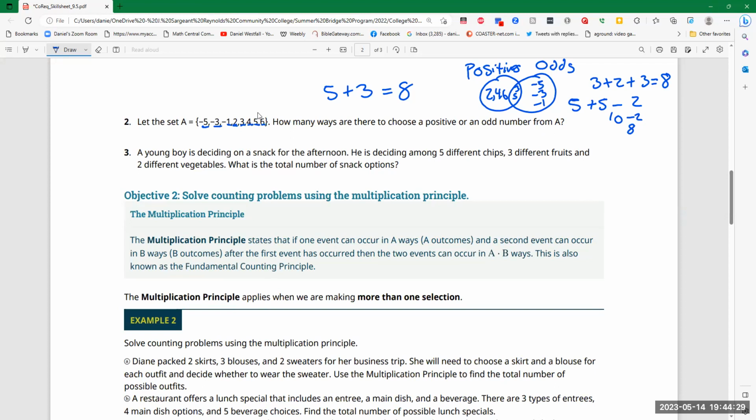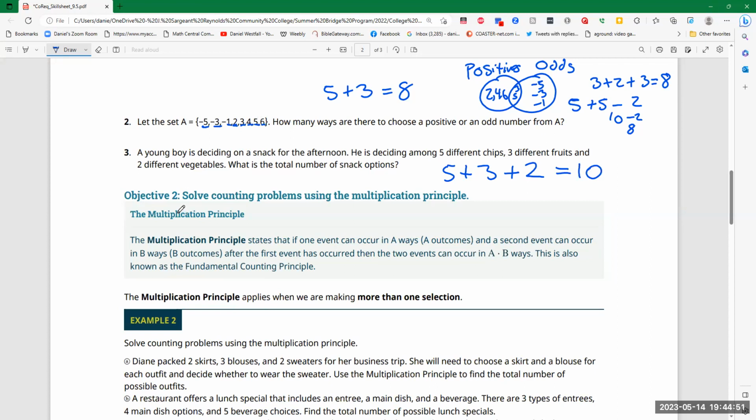Okay, a young boy is deciding on a snack for the afternoon. He is deciding among 5 different types of chips, 3 different kinds of fruit, and 2 different vegetables. What are the number of snack options, assuming that he's only making one choice? 5 plus 3 is 8, plus 2 is 10.